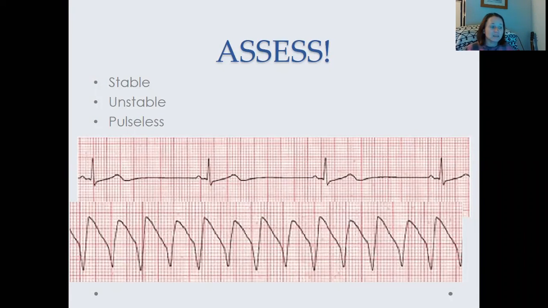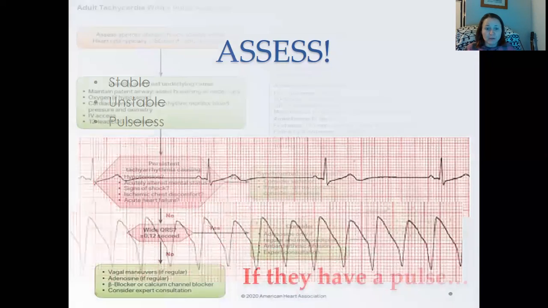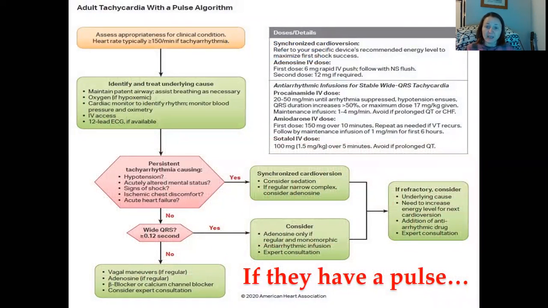Okay, so let's look at our algorithms and see what we're going to do. First, we're going to go back to this same algorithm that we looked at on the last PowerPoint with tachycardia with a pulse. So if you've identified ventricular tachycardia on the monitor or torsades and you have a pulse, this will be the algorithm you're going to use. So we're going to go through our algorithm here.